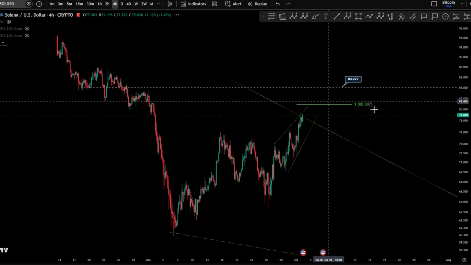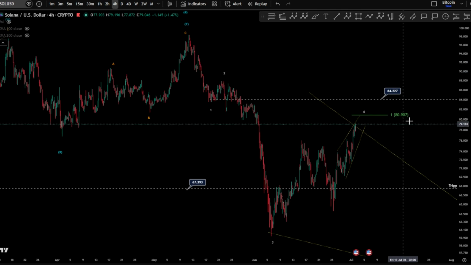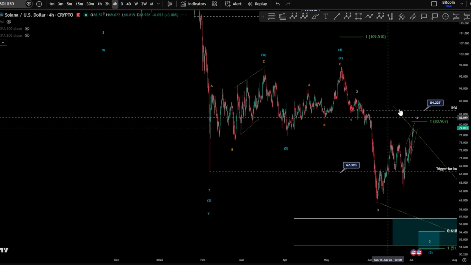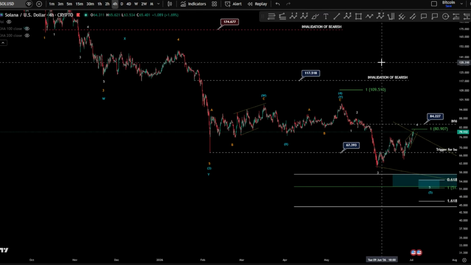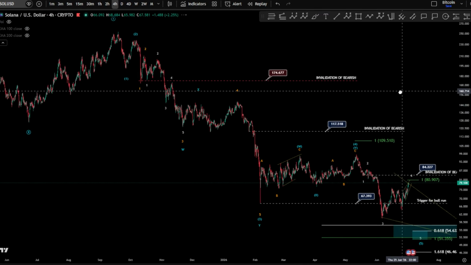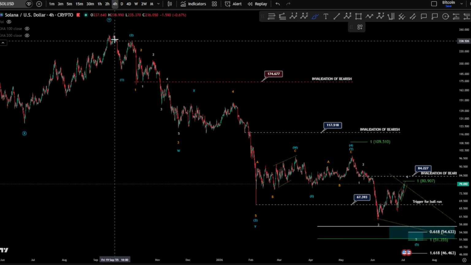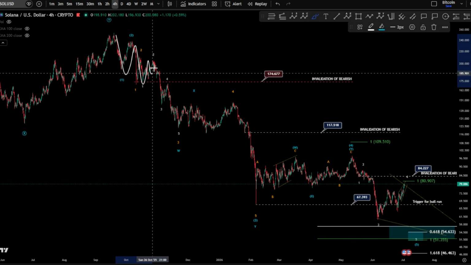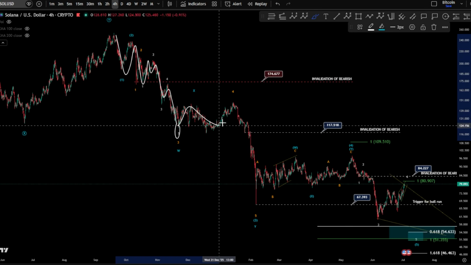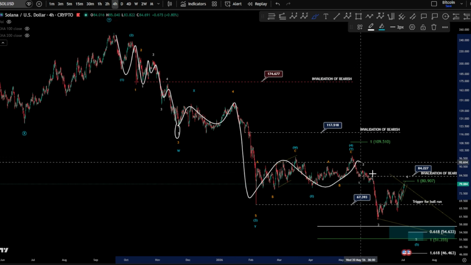For Solana, we're gonna take a look also at the 4-hour chart. Now Solana is a little bit more volatile here, but Solana is very clear that it is unfolding a wave 2 there for me, meaning a large ending diagonal, 1 2 1 2 3 4 and a 5 for a wave 3, and then wave 4 and a 5, 4 and a 5.